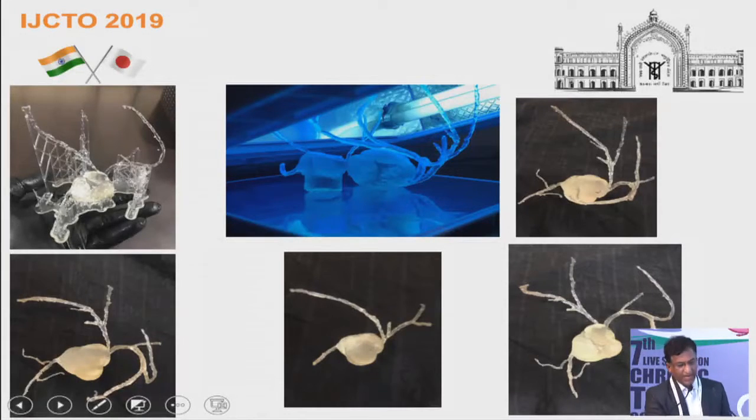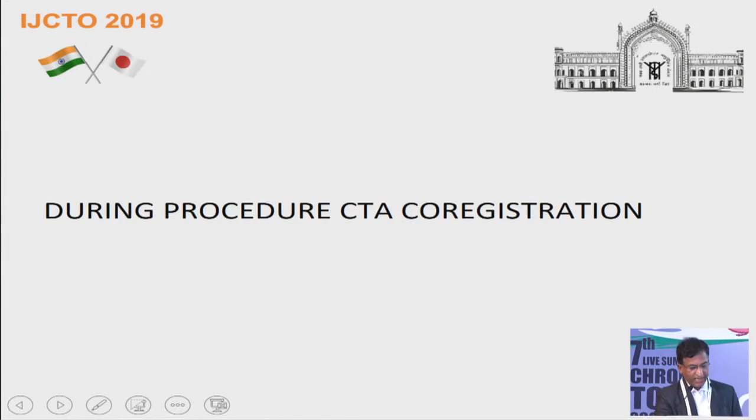Now, these are the images of the CT printing after we do this 3D printing. It gives you a three-dimensional perspective of the entire coronary tree as well as the length of the occlusion and the presence or absence of calcification.